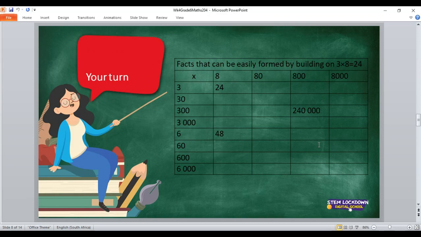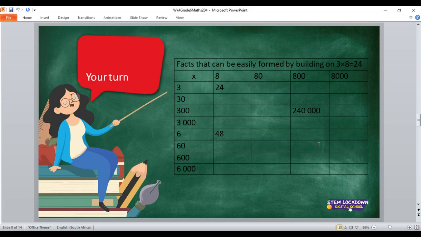The numbers that we have now that we are using, on our left, where there's 3, we have 4, where there's 30, we have 40, where there's 300, we have 400, and where there's 3,000, we have 4,000. And on top, where there's 8, we have 6, where there's 80, we have 60, where there's 800, we have 600, and where there's 8,000, we have 6,000.